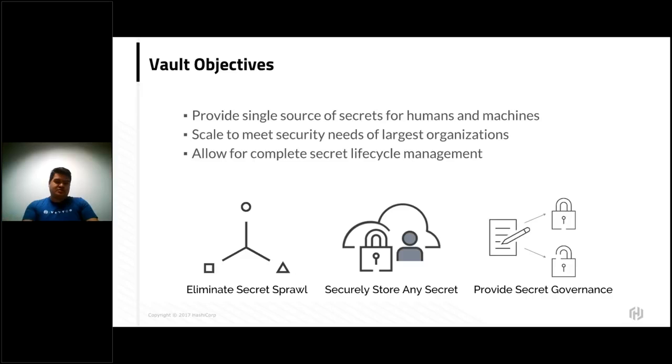It's three things: to provide a single source of secrets for all humans and machines, to scale to meet the security needs of your large organizations, and ultimately to allow for the complete secret lifecycle management of, again, your centralized infrastructure across this extremely diverse infrastructure of compute resources, security infrastructure, identity, etc.